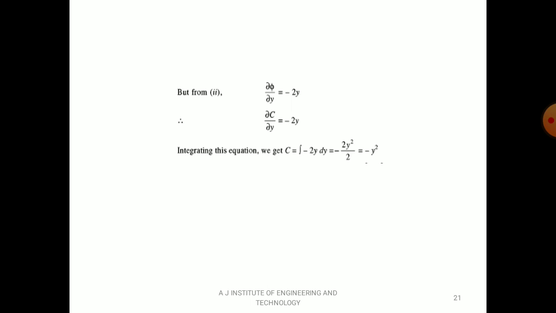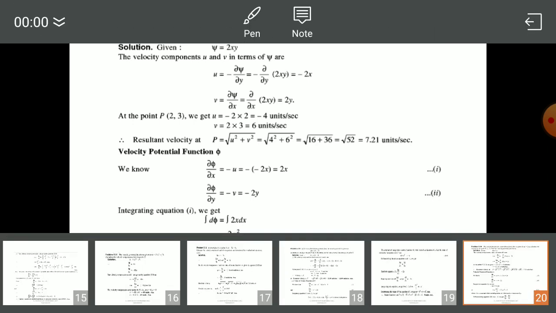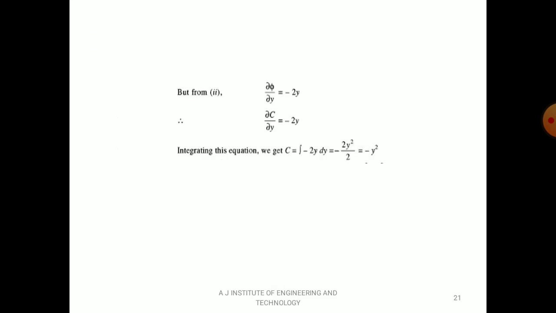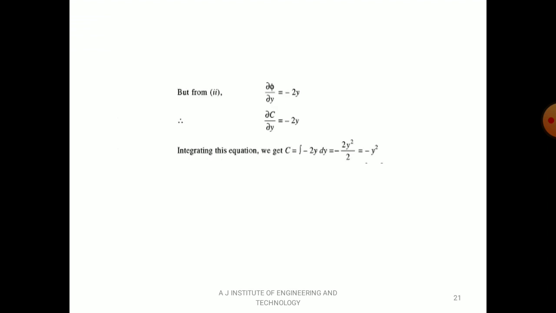Now we can equate equation 2 and the expression ∂φ/∂y equal to ∂c/∂y. So we get ∂φ/∂y equal to ∂c/∂y. From that we can get the value of ∂c/∂y equal to minus 2y.